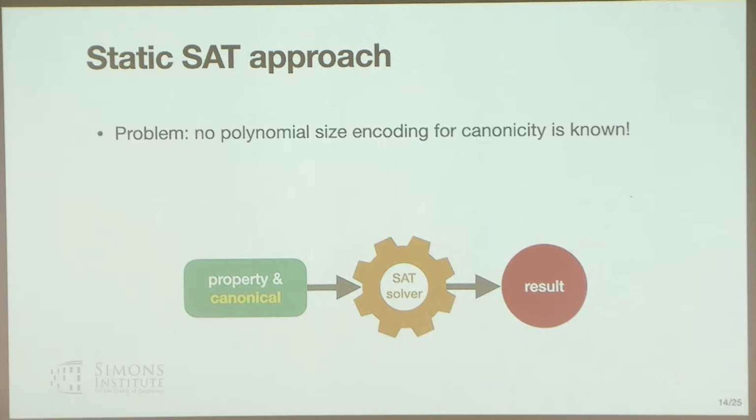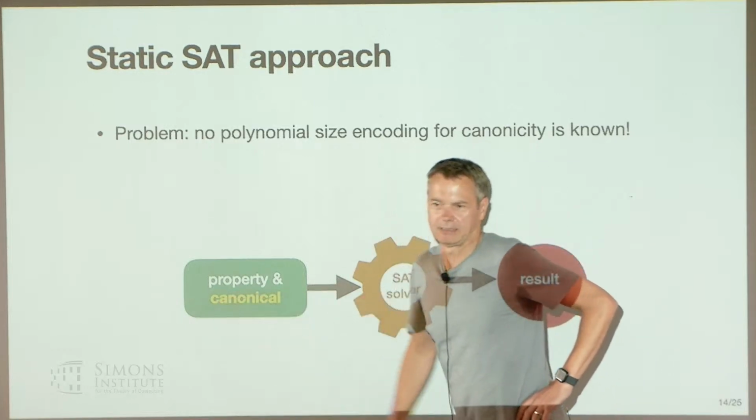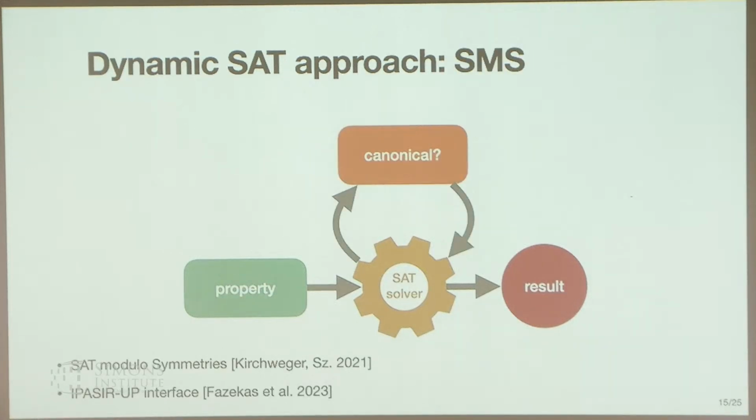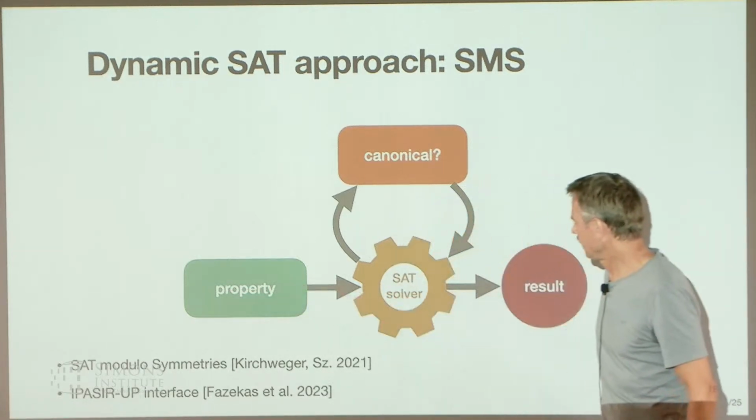However, there's a caveat: it's not known how to encode in polynomial space the property of being canonical. Therefore, a few years ago, we came up with this system, SAT modulo symmetries, which, if you know SAT modulo theory, takes a similar approach. So we have the SAT solver, and we also encode our property as usual.